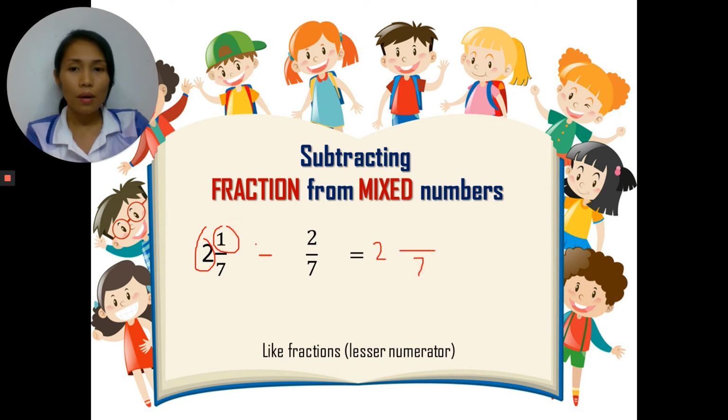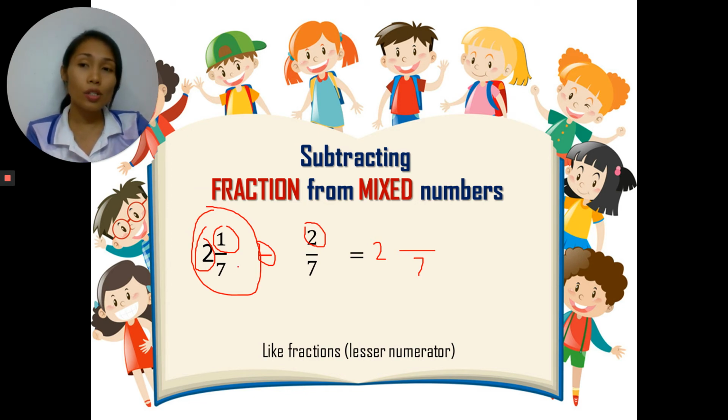1 minus 2. Now here is the problem. Can we minus 1? Can we minus 2 from 1? Can we subtract? We cannot do that. So that means in this case, you have to convert this mixed number into an improper fraction. Did you get my point?